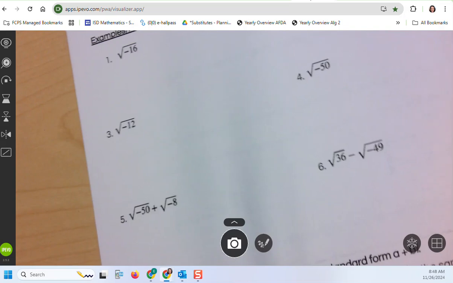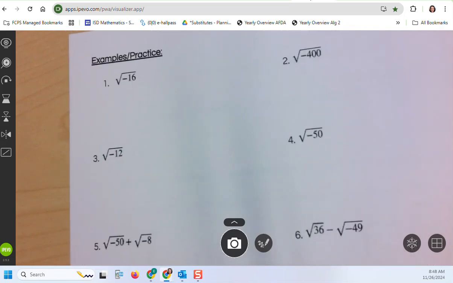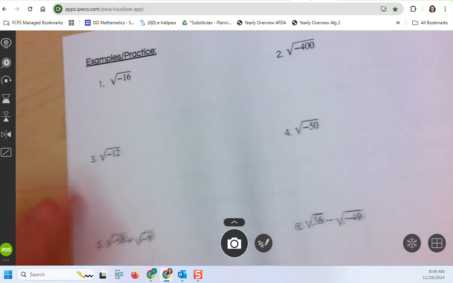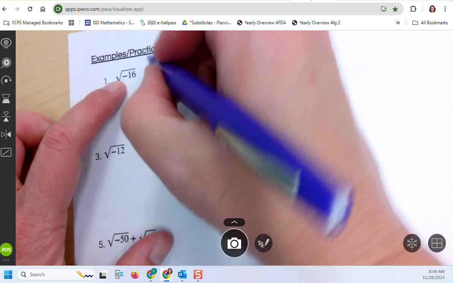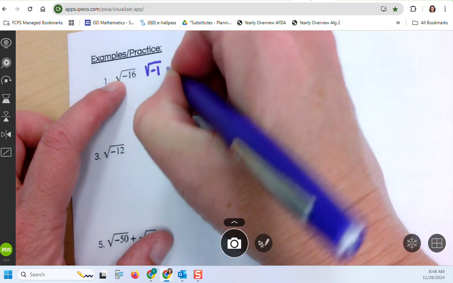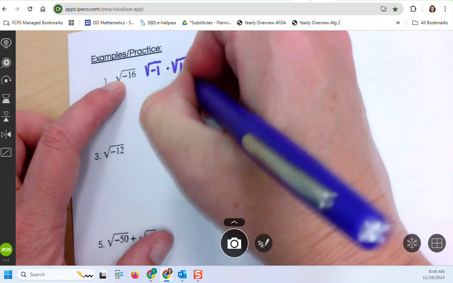Okay, on the back. We're going to simplify some radicals, and it just has this extra step because we have a negative, and other than that, it's just like what we've been doing on the warm-up, okay? So let's look at the first one. In problem number 1, I have square root of -16, and I can't do that. So what I'm going to do is break it into the square root of -1 times the square root of 16.